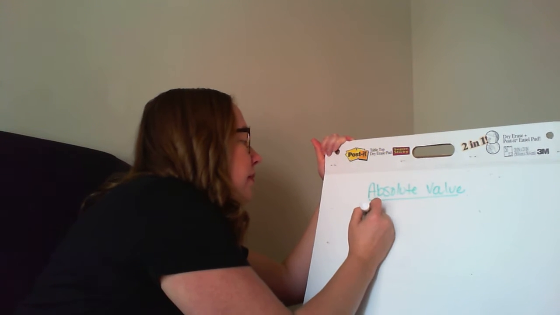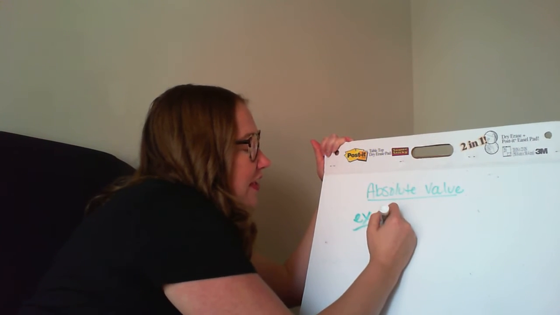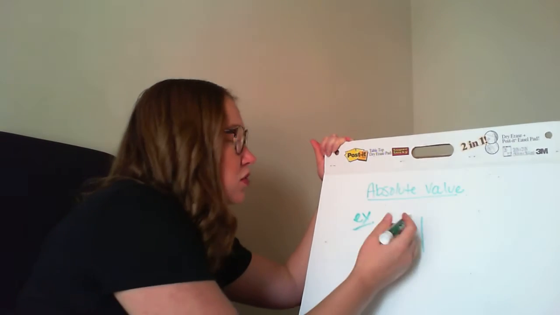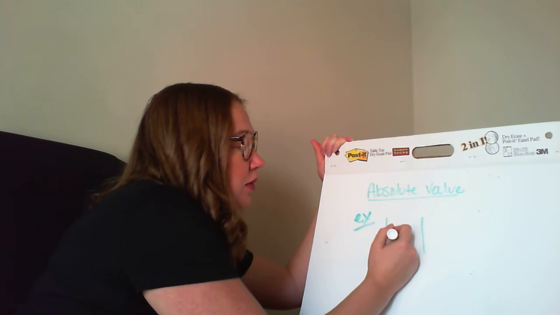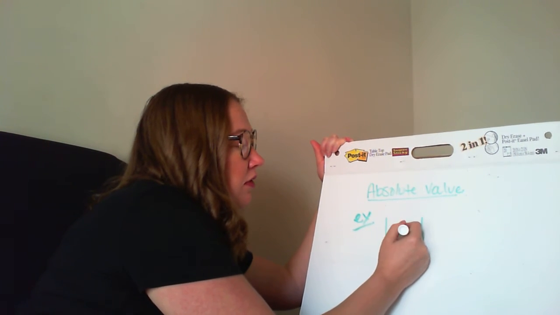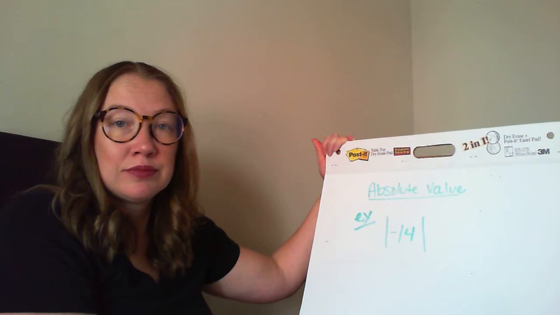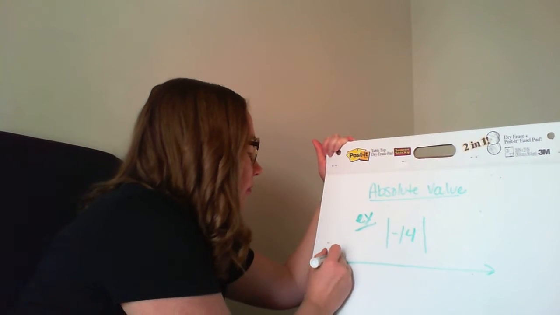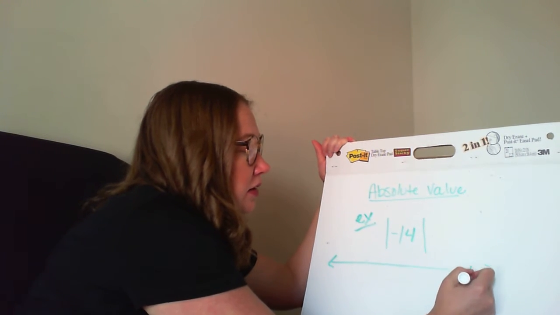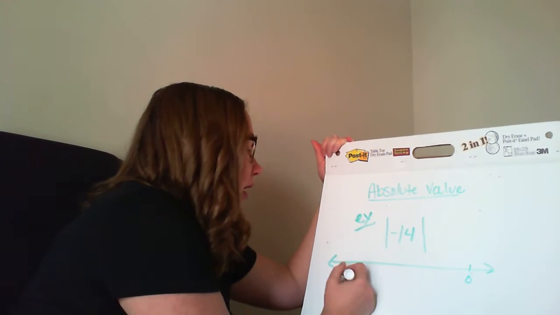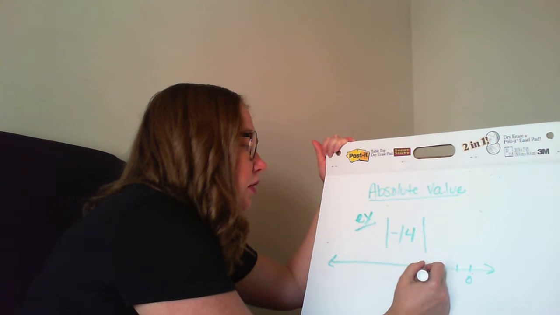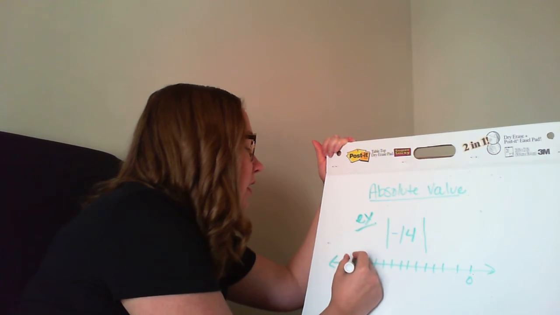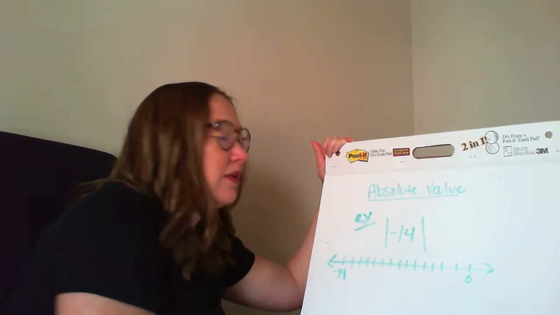So, for example, if I wanted to know what the absolute value, now absolute value is these two straight lines around a number. The absolute value of -14. Okay, the absolute value of -14. If I were to draw a number line and 0's here, and then I go 1, 2, 3, 4, 5, 6, 7, 8, 9, 10, 11, 12, 13, 14. -14 is way down here.